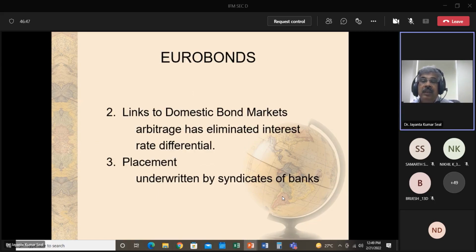The Eurobonds are always linked with the domestic bonds market. Otherwise, there will be an arbitrage. I told you that forward premium must be equal to the interest rate differential. Sometimes when you issue bonds, it is underwritten by a syndicate of banks. So instead of selling directly to the overseas customers, you appoint some investment banks. They will help you to sell the bond. In many cases, they can buy the bonds and then they sell.